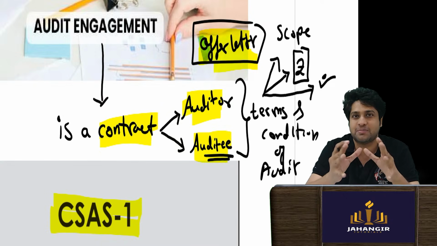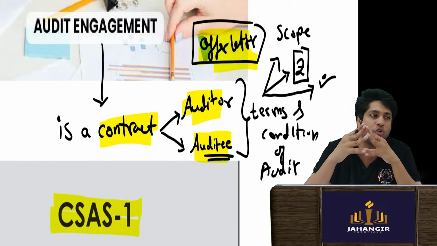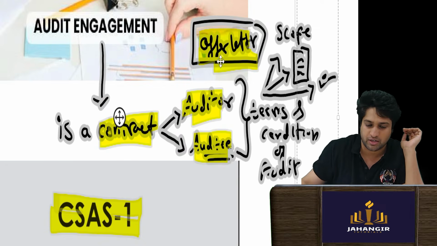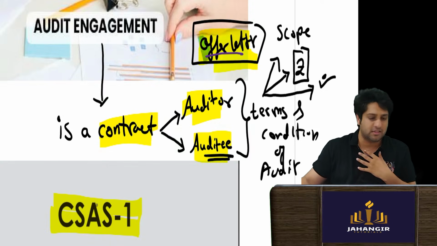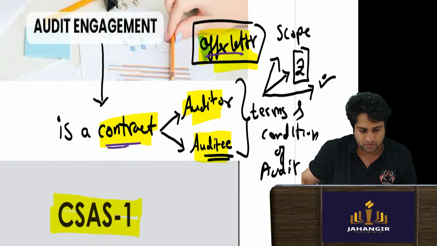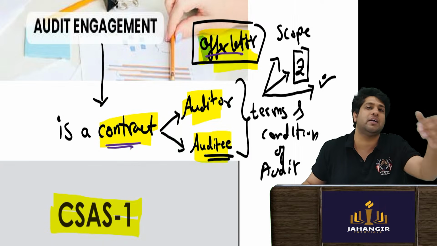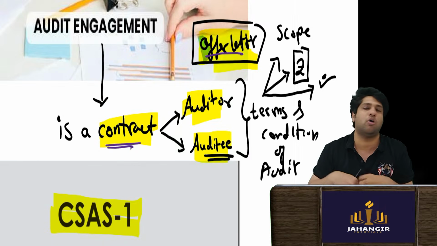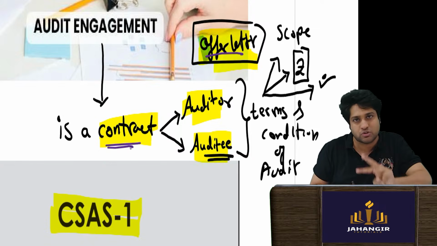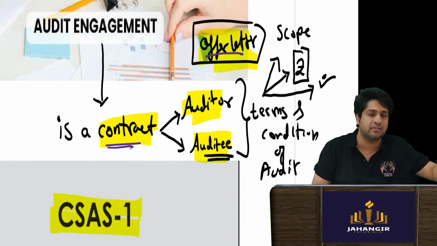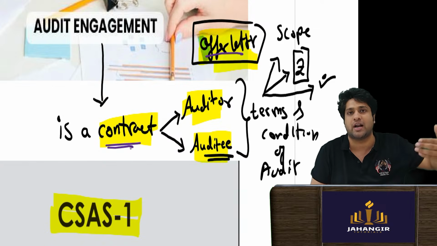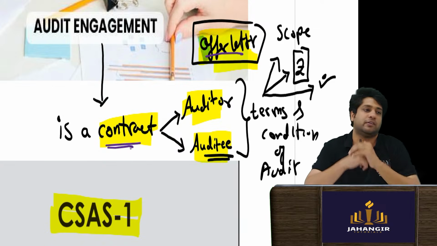So engagement is basically an offer letter. It is nothing but an offer letter. So what do you mean by that? An offer letter means when the company is hiring an auditor, they enter into an offer letter. That offer letter is called an audit engagement. So everything that an offer letter would contain, it's obviously a contract. All those things you will see here.